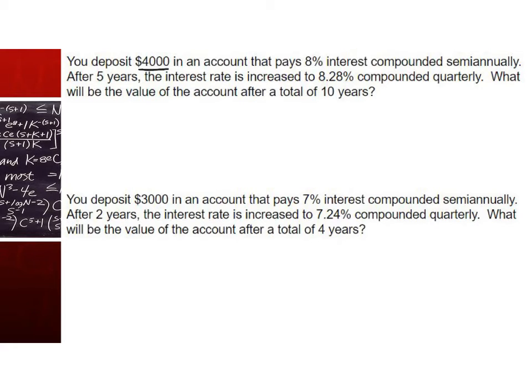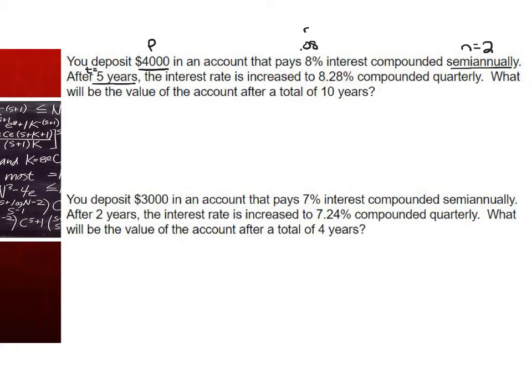As I'm reading this, I put $4,000 in, so that's my P. And my 8%, I'm going to change that to 0.08. That'll be my R. Compounded semi-annually means N is 2. It says after 5 years, the interest rate is increased to 8.28%. So that must mean that it spent 5 years at this 8%.